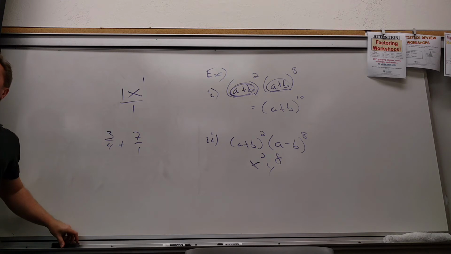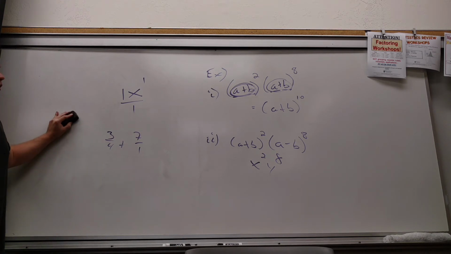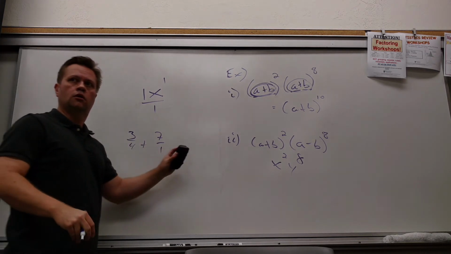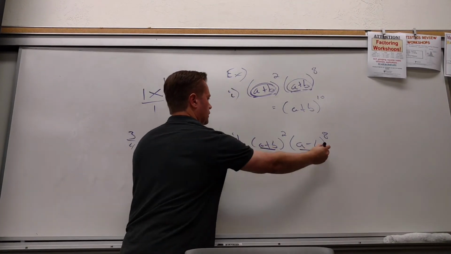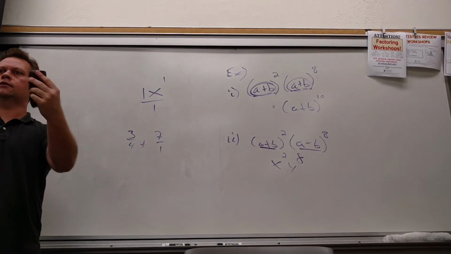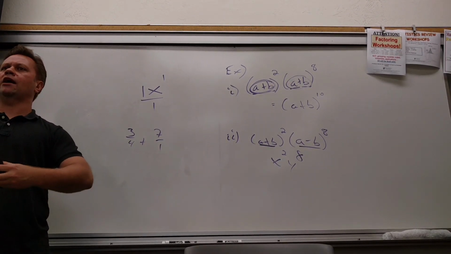Yes, sir. So A plus B or A minus B within parentheses would be the bases to those exponents. Yeah, that's the base and that's the base. Since they're not the same, I can't consolidate. I can't say I have 10 of anything.